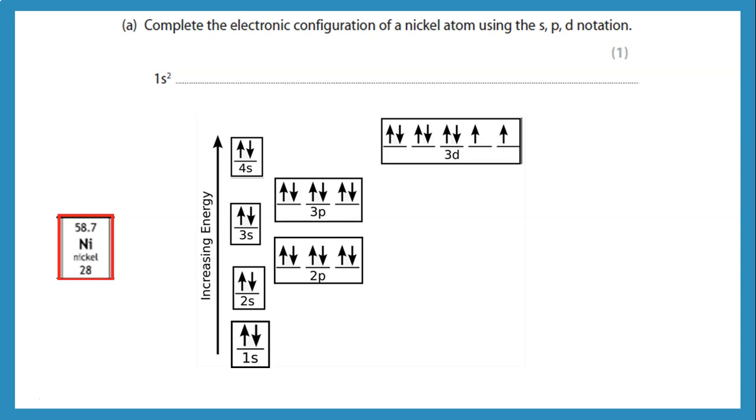But if we're trying to write them, how many electrons did we put in the 1s? We put 2, so we write 1s2. And then after that, we put 2 electrons in the 2s, so the 2s has 2 electrons. The 2p has 6 electrons. This is how we indicate it. The 3s has 2 electrons. 3p, 6. 4s, 2. 3d, 8. So this is the electron configuration of nickel.